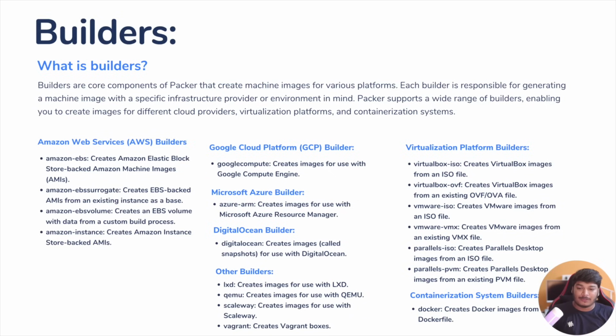For AWS, there is Amazon EBS, Amazon EBS Volume, and Amazon Instance. For GCP, we have Compute Engine images. For Azure, we have Azure Resource Manager images. For DigitalOcean, we have snapshots for DigitalOcean droplets. And there are other builders, for example LXC, LXD, QEMU, Scaleway, and Vagrant. For virtualization platforms, we have VirtualBox ISO, VirtualBox OVF, VMware ISO, and a lot of other things. All of these help us build unique images for different platforms.